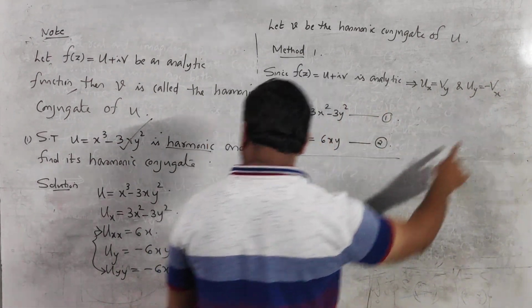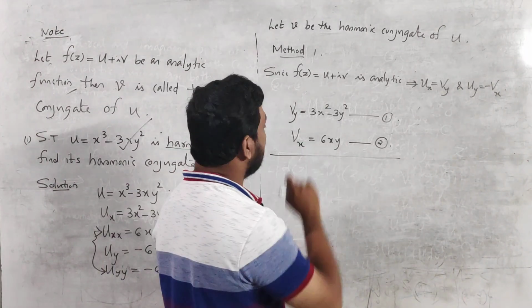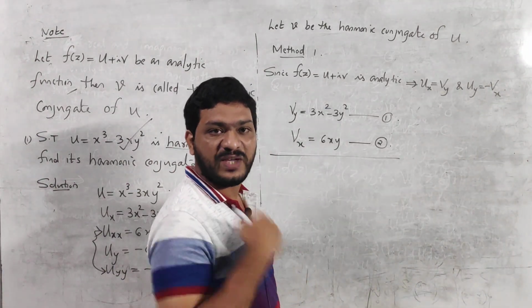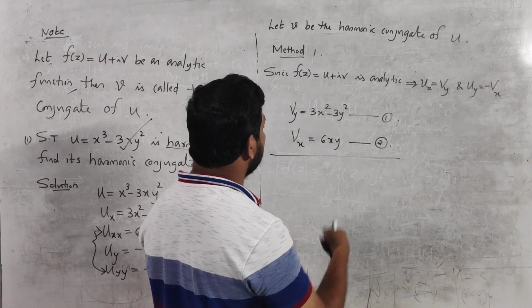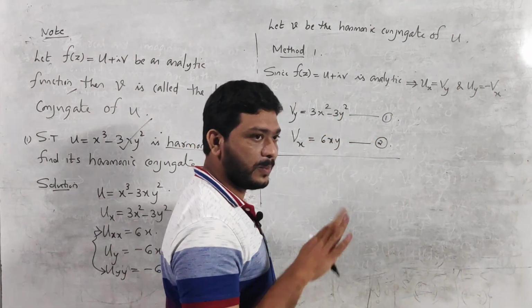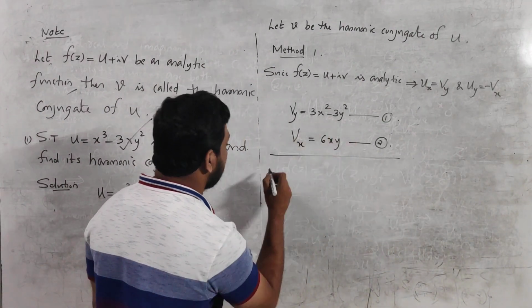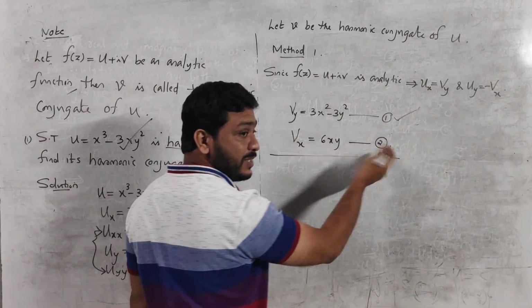From uy is minus vx and uy is minus 6xy, we get this equation. So what is our aim? How can we compute v? Some students are taking question number 1, some others are taking question number 2. No problem, you take it in your own way. I'll take the first one.